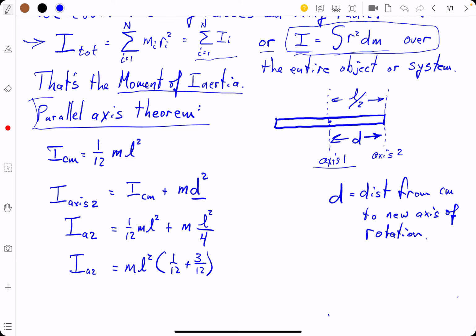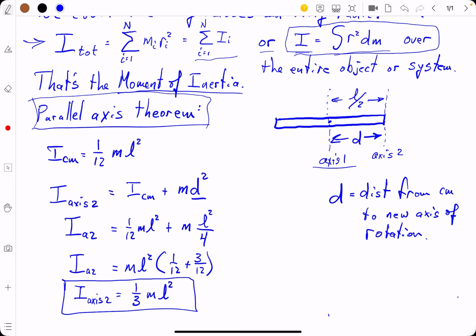So the parallel axis theorem allows you to get a new moment of inertia based on the moment of inertia about the center of mass axis. So 1 plus 3 is 4, and 4 divided by 12 is 1/3. So we end up with our I around axis 2 equal to 1/3 ML squared. And there you have it. So that is an application of the parallel axis theorem.